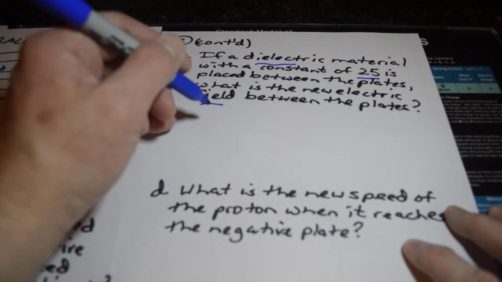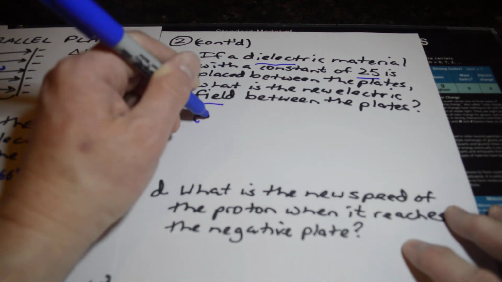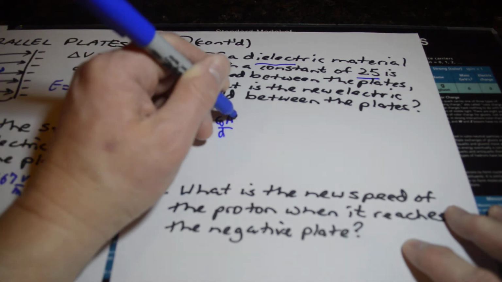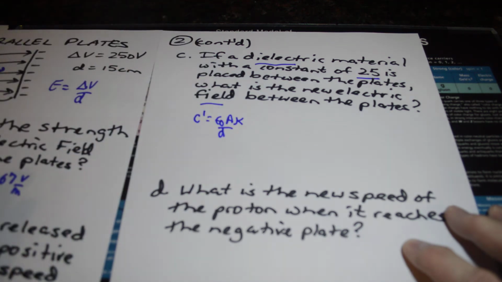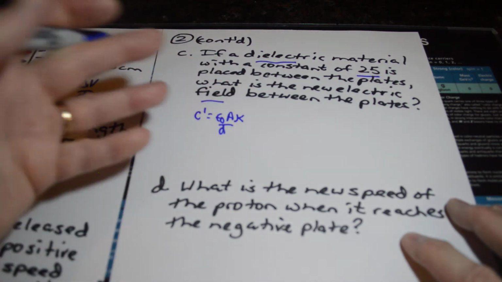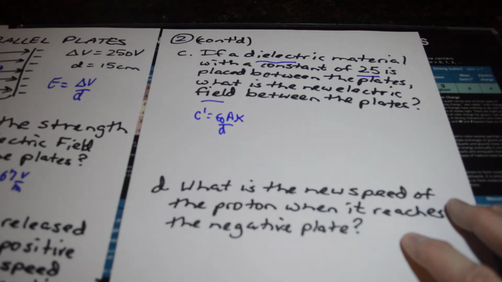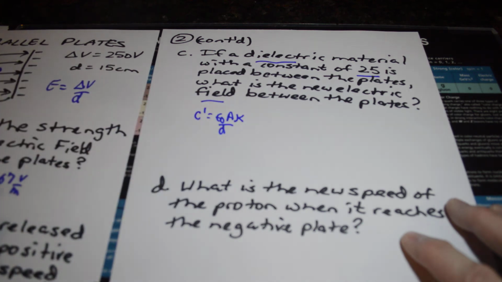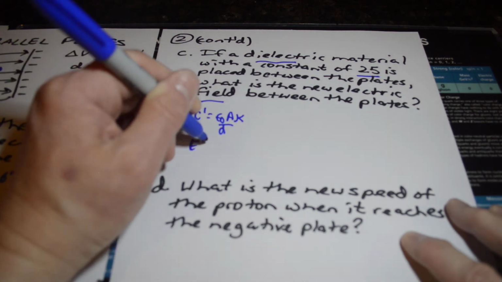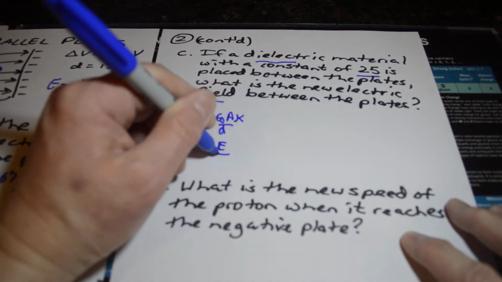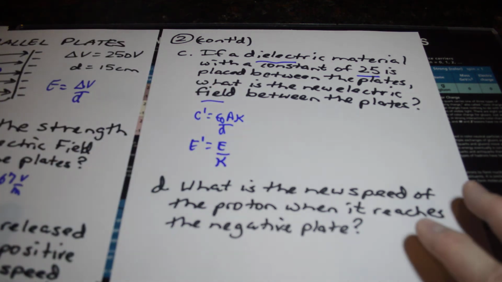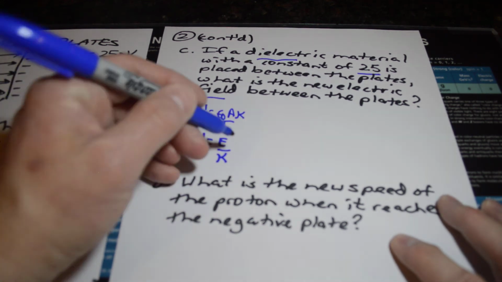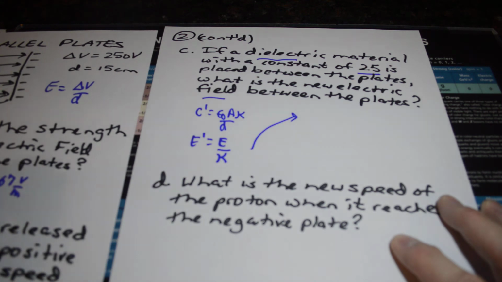If it's a parallel plate capacitor, the capacitance is epsilon naught A over D, and you'd multiply by that dielectric constant to get the new capacitance, because the capacitance of a capacitor without a dielectric would just be epsilon naught A over D. The electric field is going to be reduced. It would be wise for you to look this up, but the electric field is reduced by that same dielectric constant.